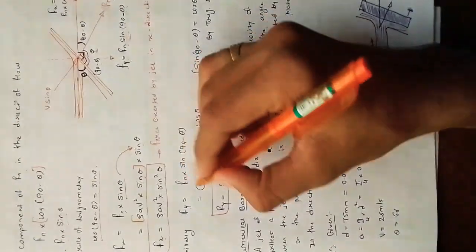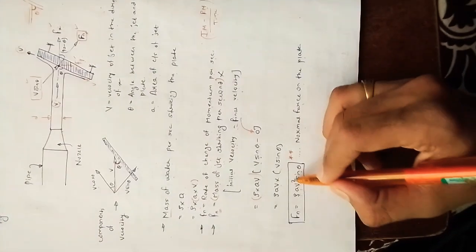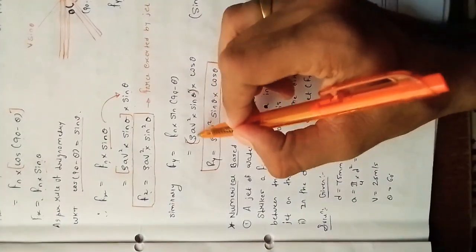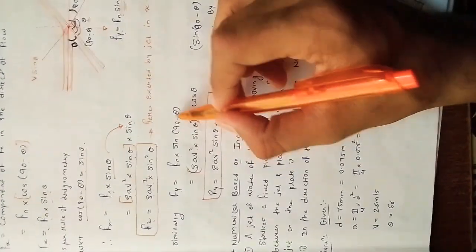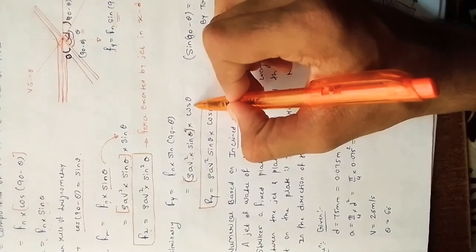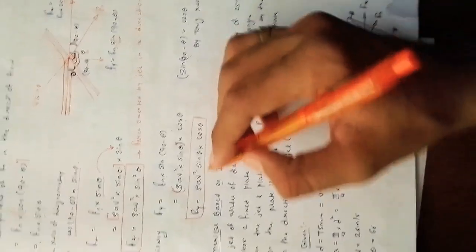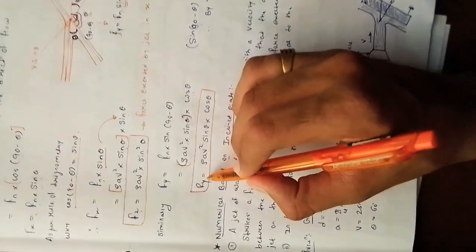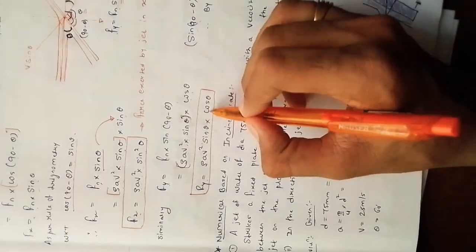So again we will be copying the equation of Fn. Fn was rho a v square into sin theta. So again it will be rho a v square into sin theta into sin 90 minus theta, which is cos theta. By the help of trigonometry we can write sin 90 minus theta is cos theta. So Fy is equal to rho a v square sin theta into cos theta.